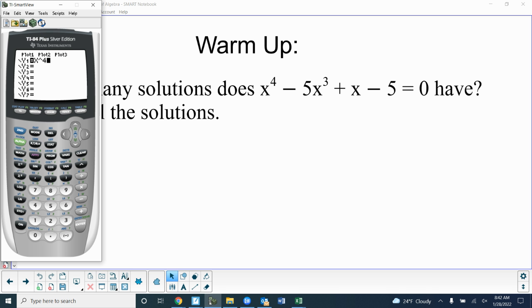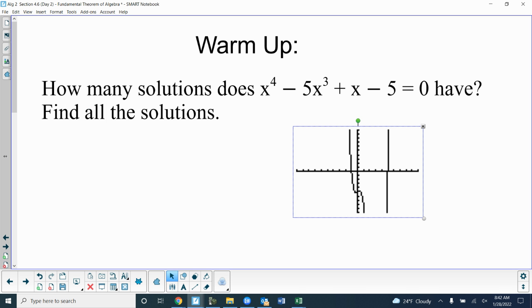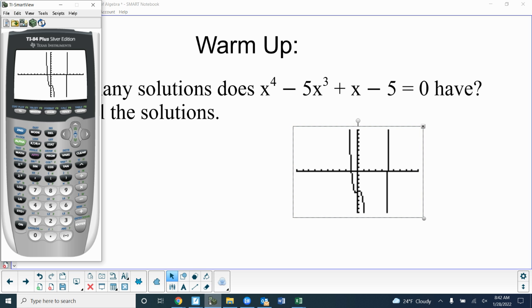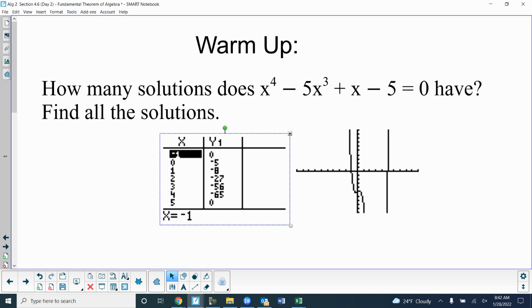So x to the fourth minus 5x to the third plus x minus 5. All right, so we graph it and we only see two of them. Okay? Any issues with that? Okay, so I go to my table. -1 and 5 are the two zeros. We're good on that?